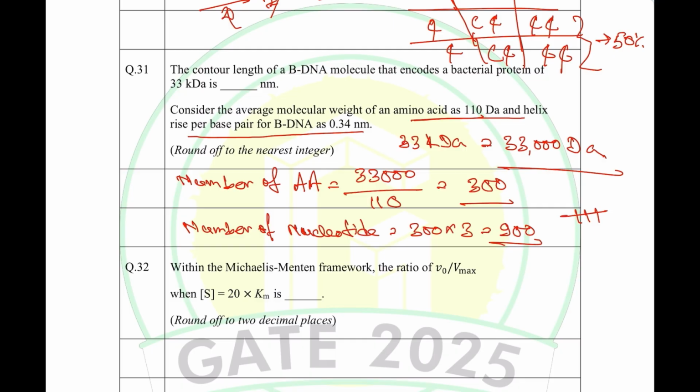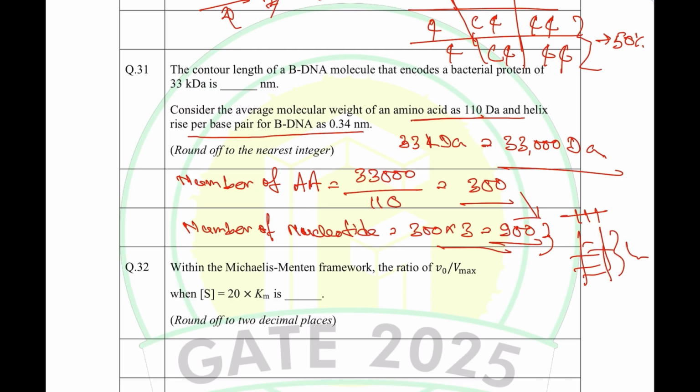So 300 codons will be 3 into 300, which is 900 nucleotides on one strand. So one strand will be 900 nucleotides, and on the other strand there will be a similar 900 base pairs.